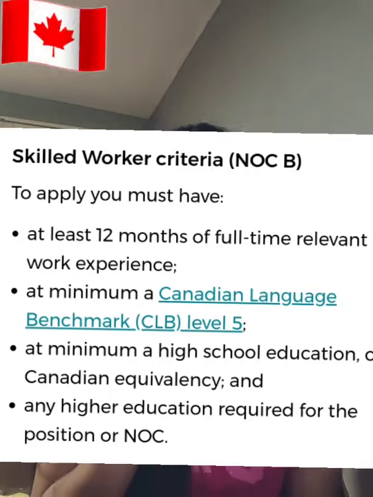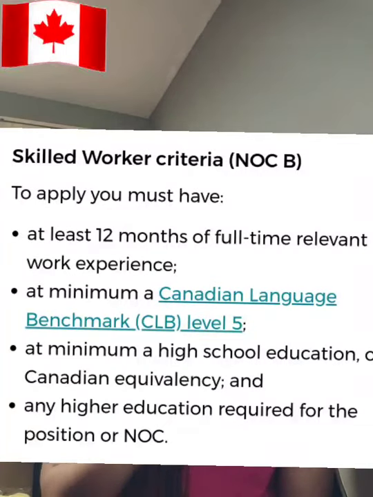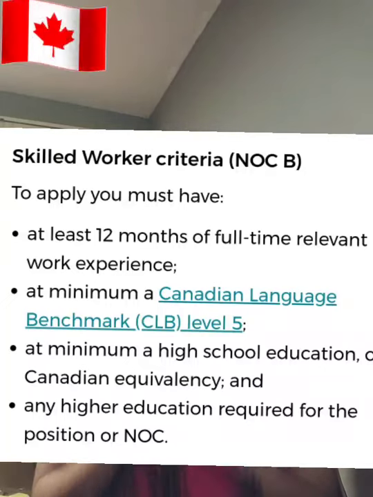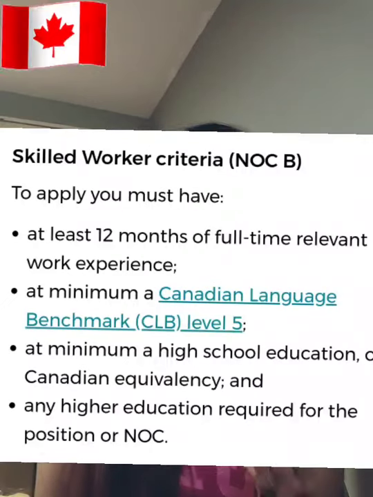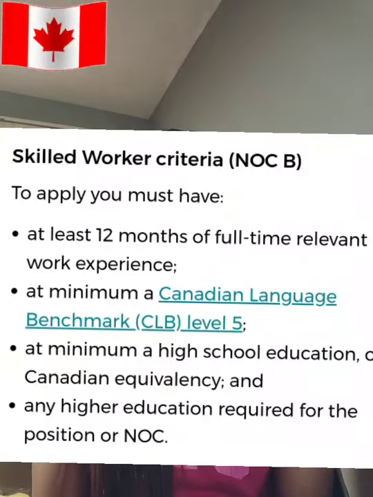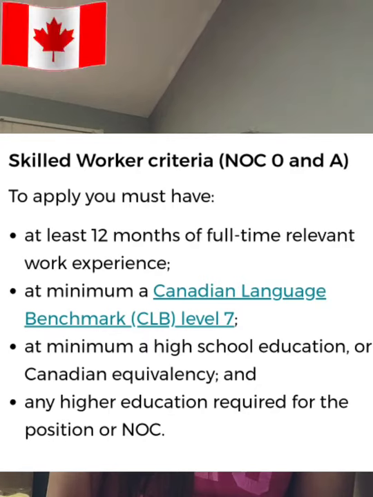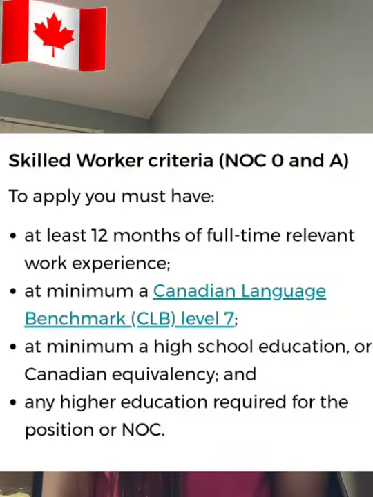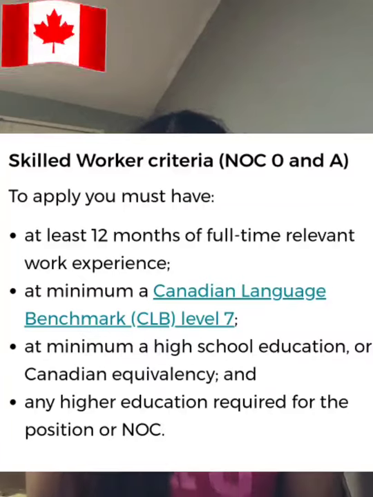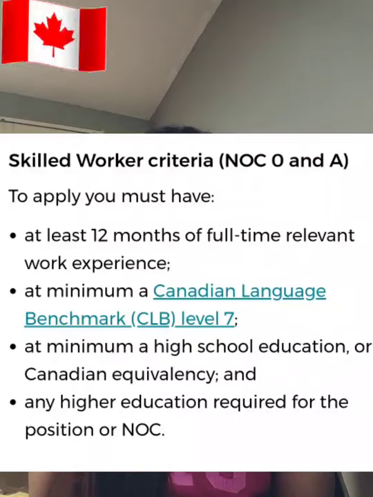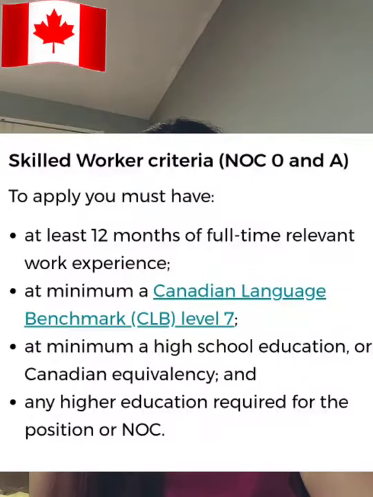For skilled worker, NOC B we'll talk about first. Remember, O and A, I'm talking about B first. Again, you need to have at least 12 months of relevant work experience, CLB of at least 5, and minimum high school or any higher education which is preferred by that position or the NOC. For NOC O and A, you need to have again at least 12 months of relevant work experience, CLB of 7, and the rest two things are the same: minimum high school or any other relevant education which is required for that NOC or for the position that you have applied for.